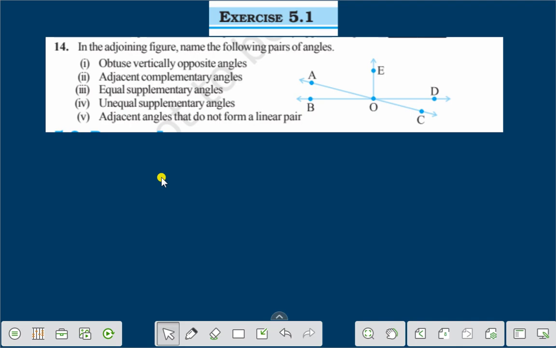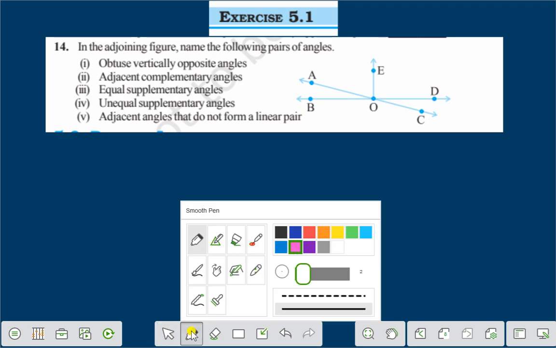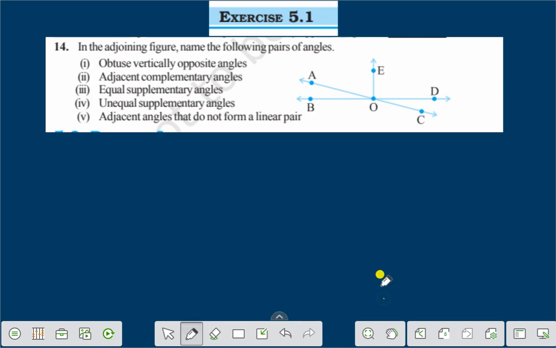The first one is obtuse vertically opposite angles. We know that obtuse vertically opposite angles means greater than 90 degree, right?